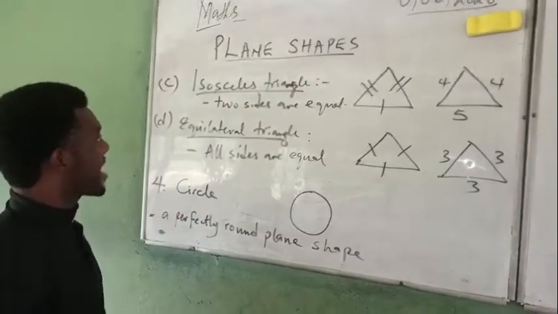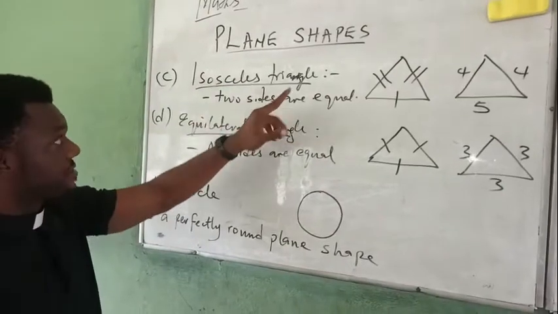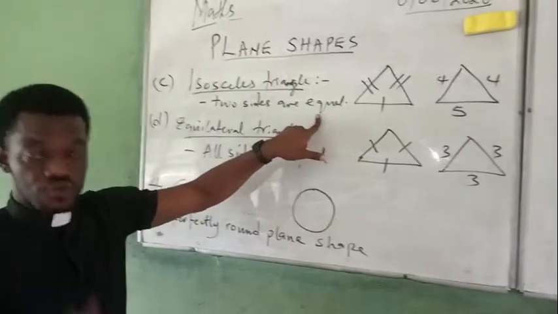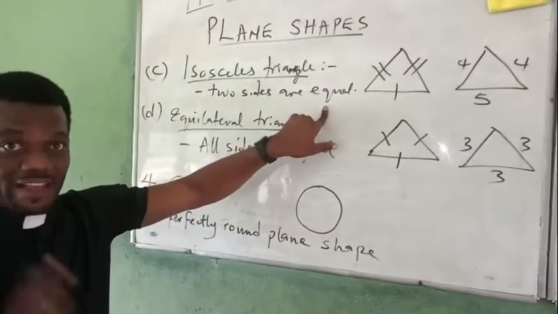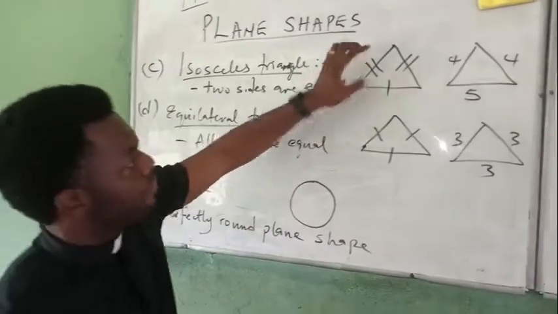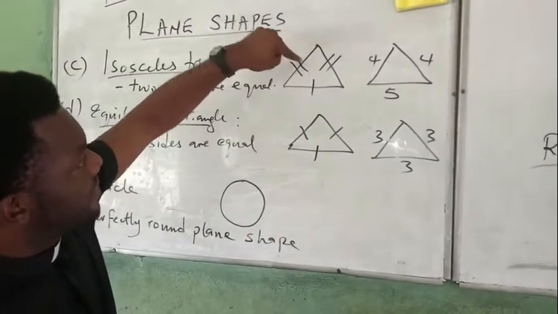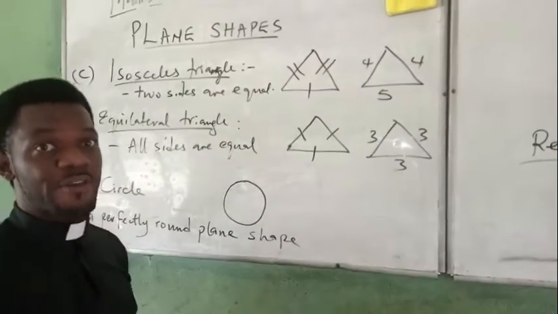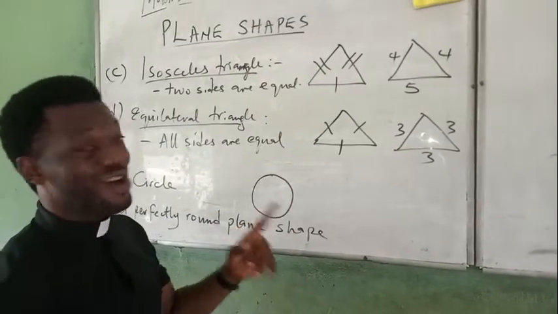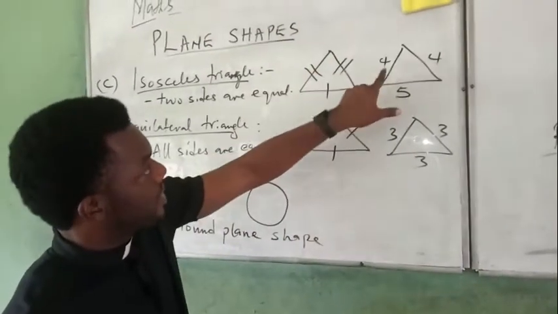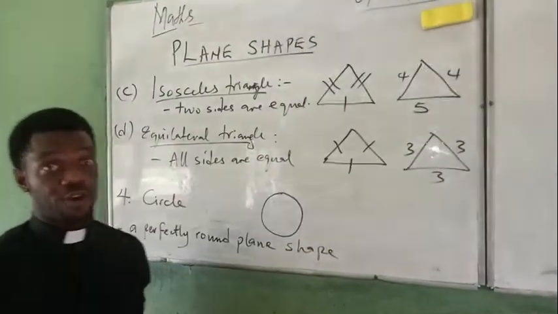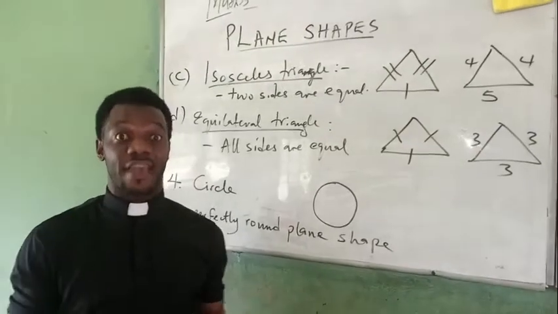The third type of triangle is the isosceles triangle. In an isosceles triangle, 2 sides are equal. 2 sides of every isosceles triangle must be equal. That's how we know an isosceles triangle. For example, you see this triangle, this side and this side are equal. So whenever you see two sides that are equal in a triangle, that triangle is called an isosceles triangle. For this one, you see this side is 4, this side is 4, while this one is 5. So it is an isosceles triangle. So in an isosceles triangle, two sides are equal.